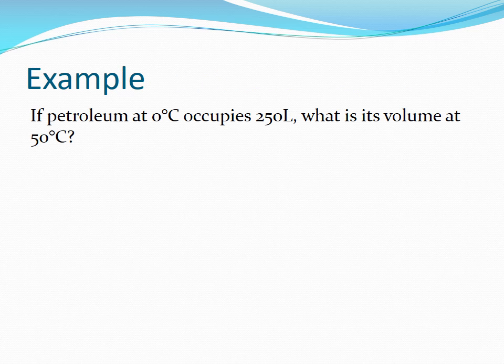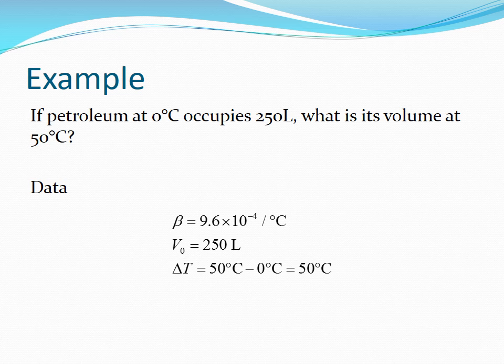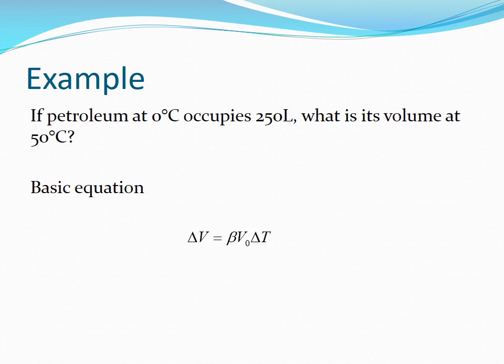If petroleum at 0 degrees Celsius occupies 250 liters, what is its volume at 50 degrees Celsius? The coefficient of volume expansion of petroleum is 9.6 × 10^-4 per degree Celsius. The initial volume is 250 liters, and the change in temperature is 50 degrees Celsius. The basic equation is the volume expansion formula for liquids.